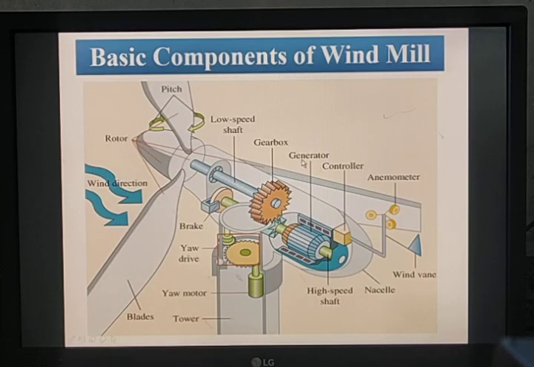Generator. Generally in the windmill, the generator used is an induction generator that provides 50 cycle AC electricity. Generally the wind output is AC, that is the frequency is 50 Hz.